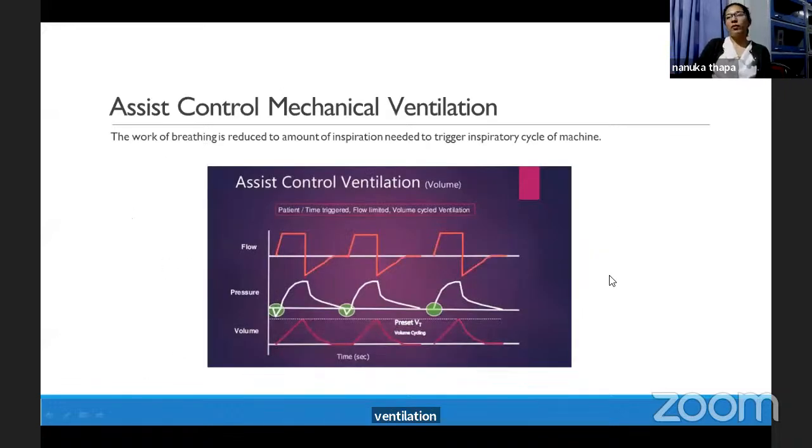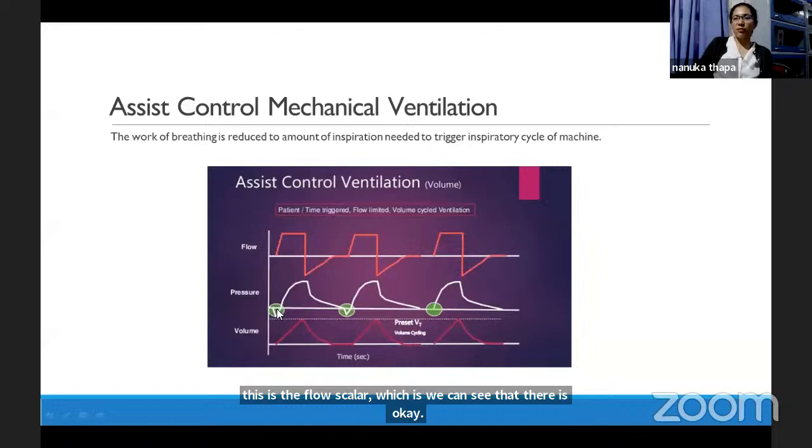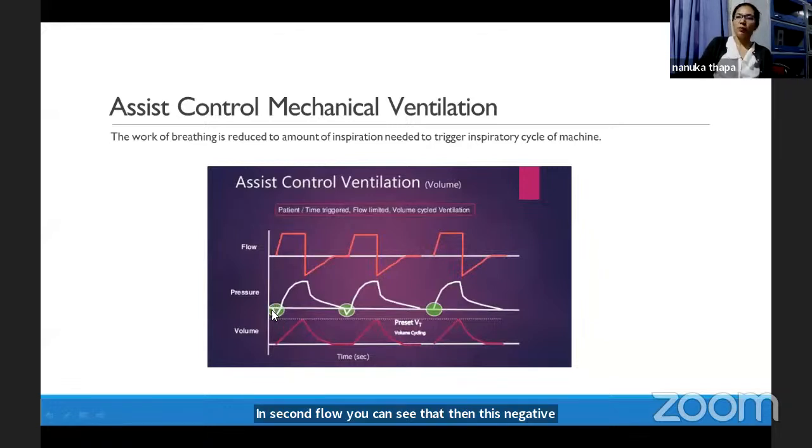Following is the graphical representation of the various scalars of assist control ventilation. This is the flow scalar, where we can see that there is constant flow. In the second flow, you can see that this negative deflection is triggered. So the patient is trying to generate a spontaneous breath. That is, the intrathoracic pressure is falling every time the patient tries to breathe. This fall in pressure is triggering the ventilator to give a breath.